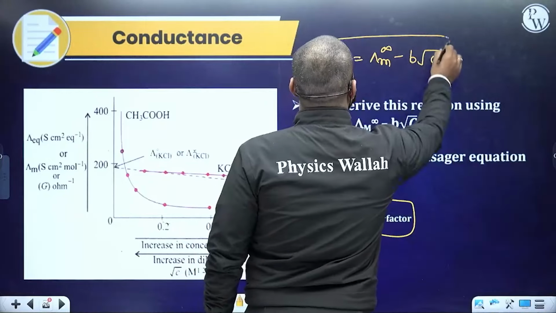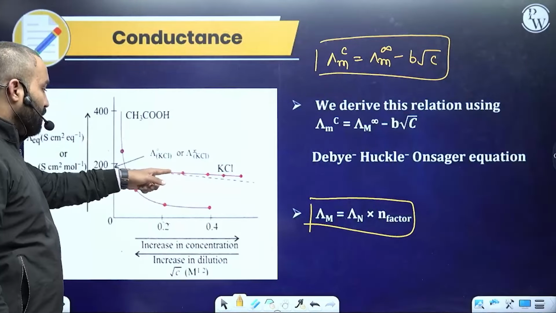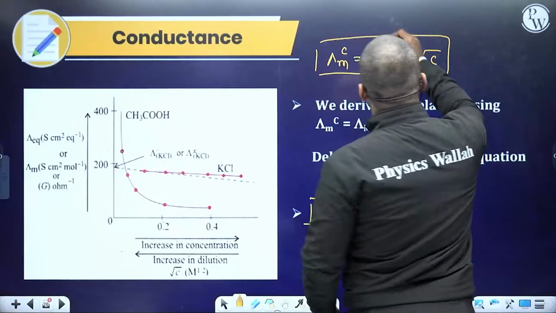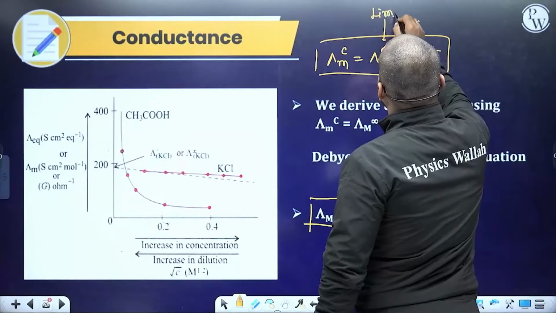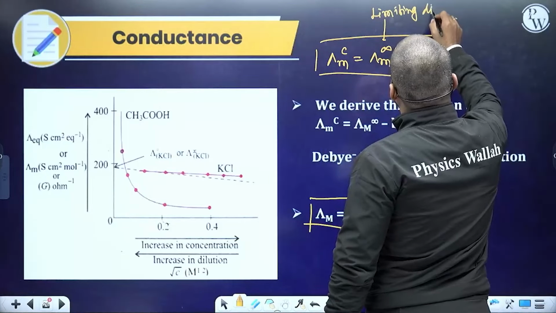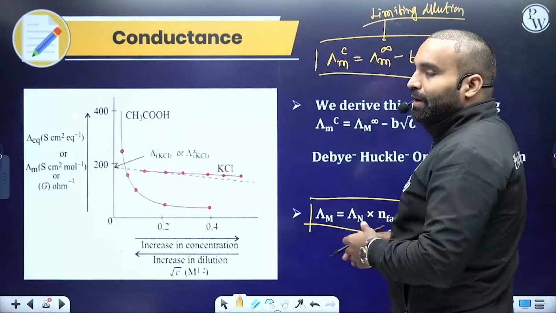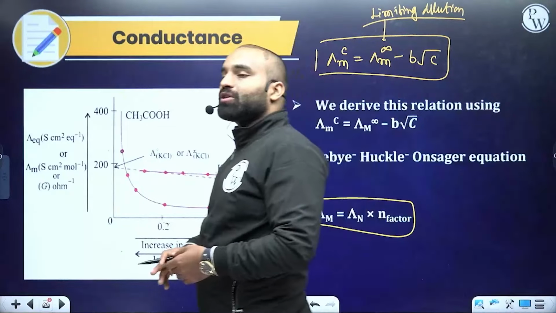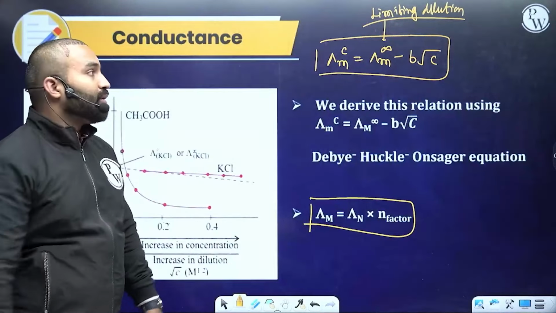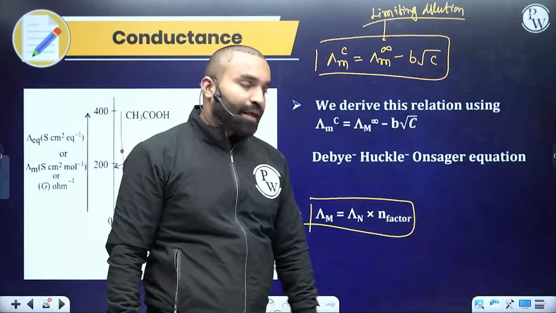This is a straight line observed for this equation, where the infinity symbol represents the limiting value upon dilution, infinite dilution, limiting dilution. So upon infinite dilution, what happens to molar conduction and equivalence conduction? They become the highest value. This is known as the Debye-Huckel-Onsager equation.